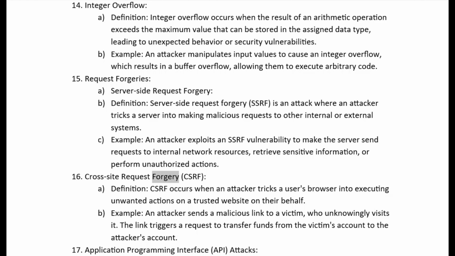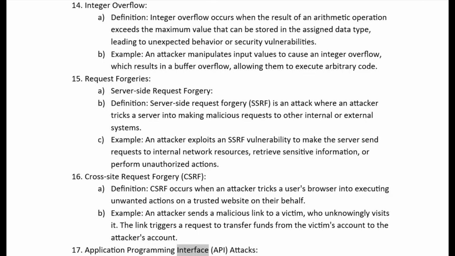Cross-site request forgery, CSRF. Definition: CSRF occurs when an attacker tricks a user's browser into executing unwanted actions on a trusted website on their behalf. Example: an attacker sends a malicious link to a victim who unknowingly visits it. The link triggers a request to transfer funds from the victim's account to the attacker's account.